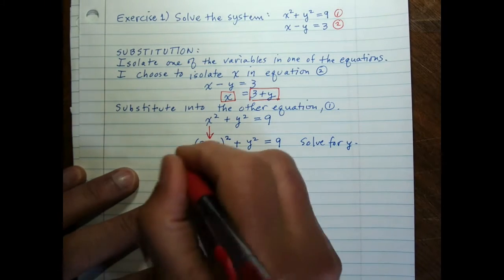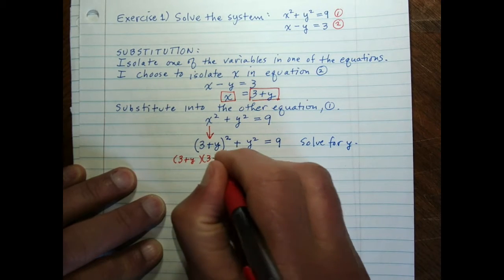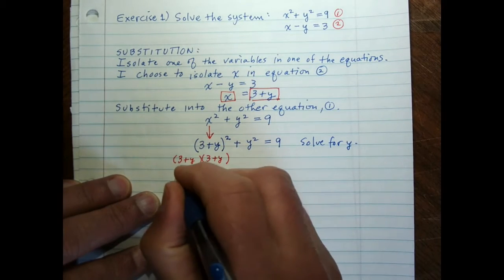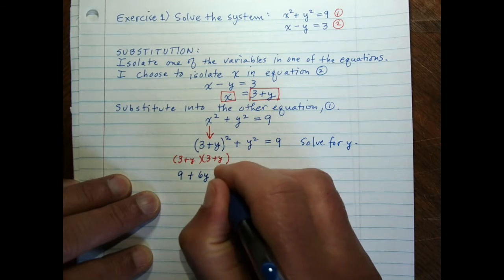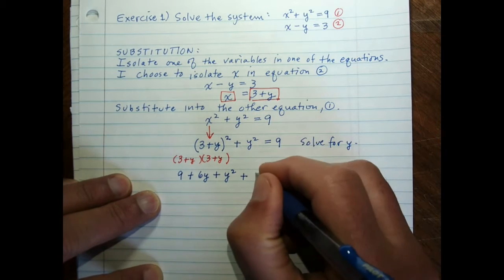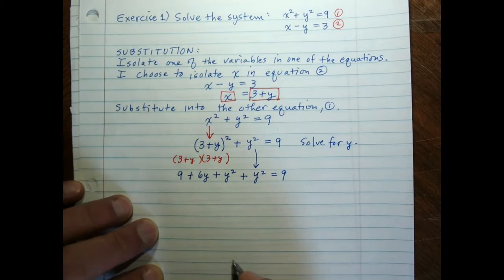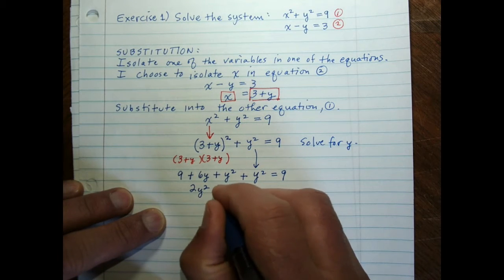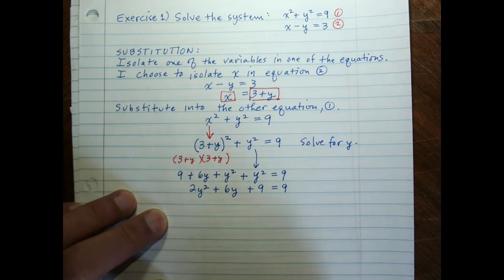Now, I think we all know that (3 + y)² is (3 + y) times (3 + y), so I have to multiply out that expression in parentheses. 3 times 3 is 9, plus 3y plus 3y is plus 6y, plus y², plus then I have the y² that's already there, equals 9. So here I have 2y² + 6y + 9 = 9.